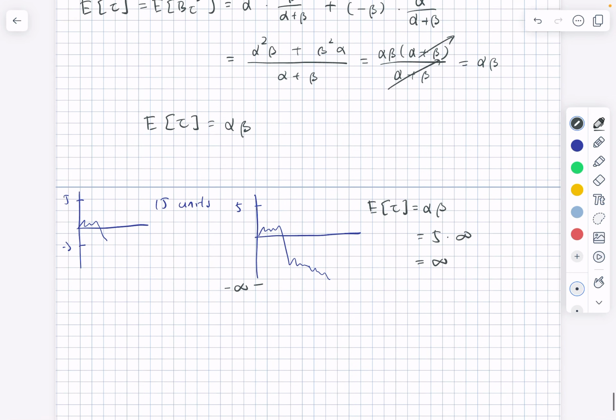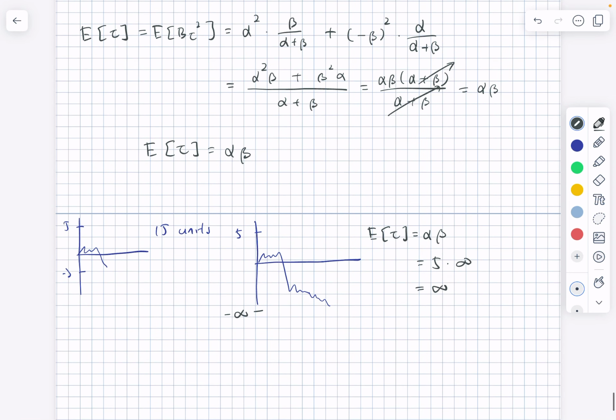So that's it for the introduction to Brownian motion and some questions associated with it. I'll cover some other concepts such as martingales and more stochastic calculus in the videos to come.